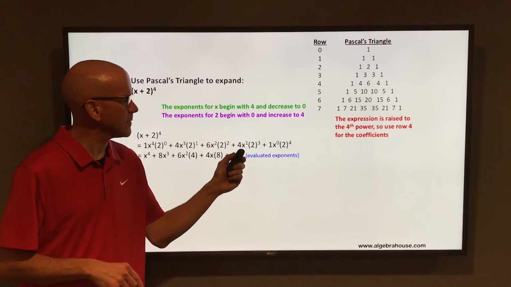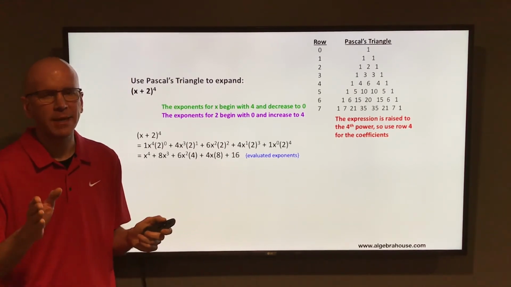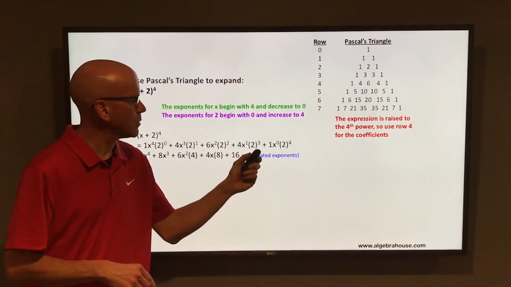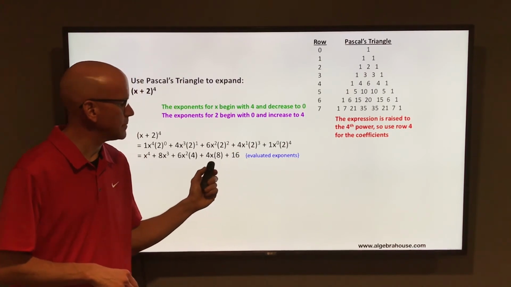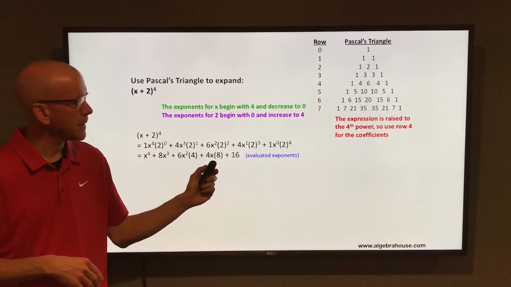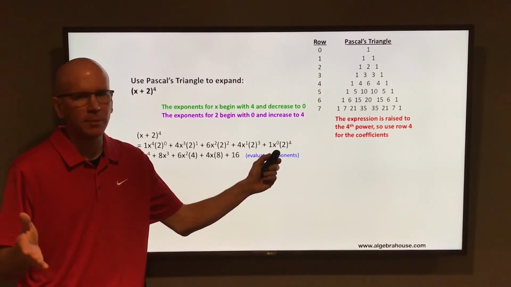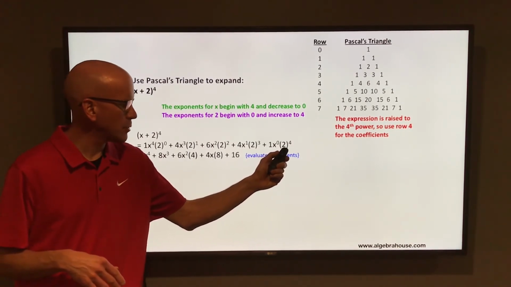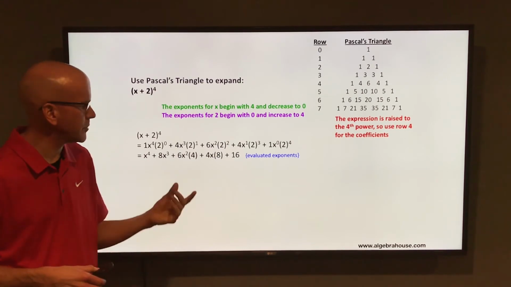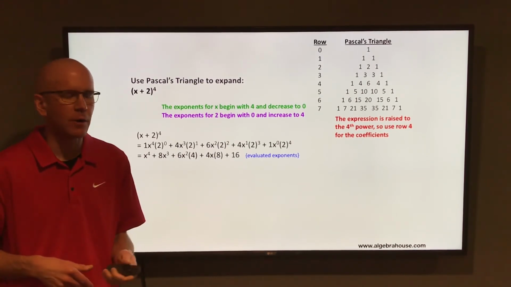And then 4x to the 1st. We don't need to write x to the 1st, just x is fine. Times 2 to the 3rd. That'd be 4x times 8, because 2 to the 3rd is 8. And then finally on the end, we don't need that 1. We don't need x to the 0 because that's 1 as well. But 2 to the 4th, that is 16. So all we have to do is multiply in a couple places here and we're all done.